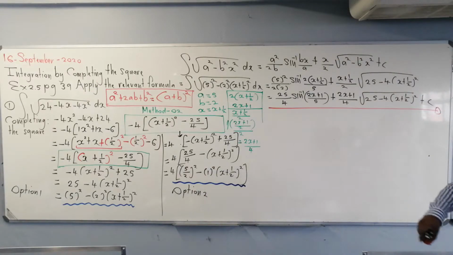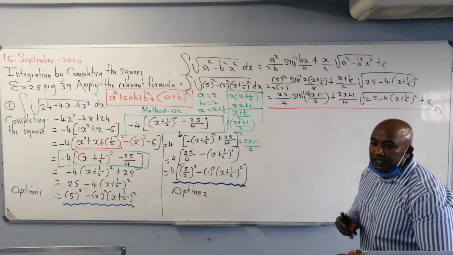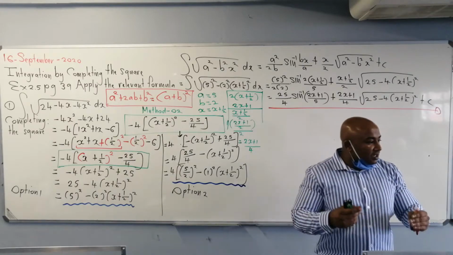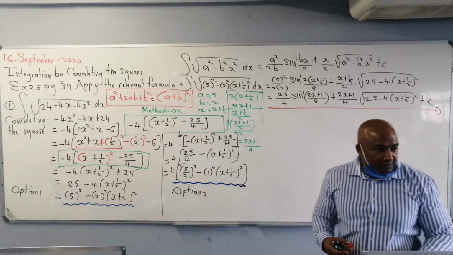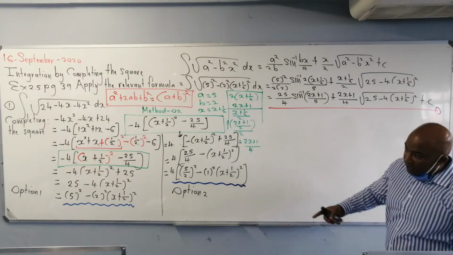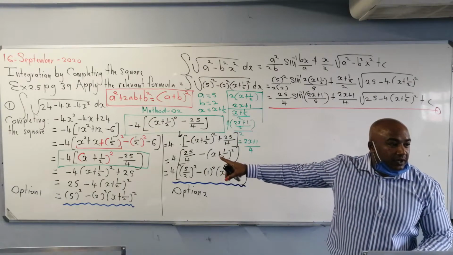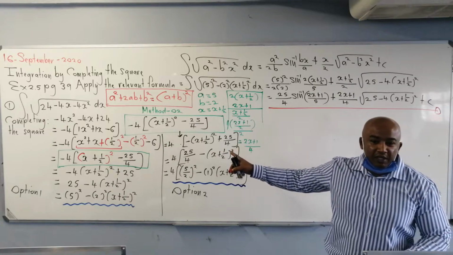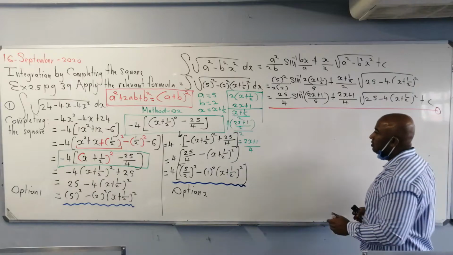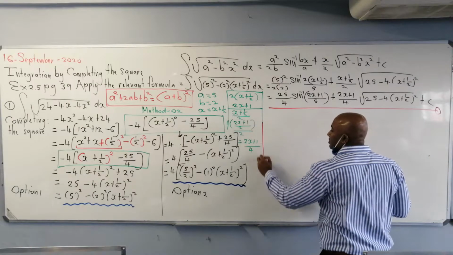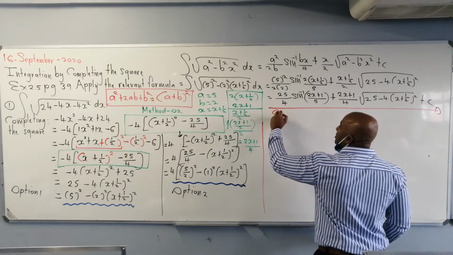Alright, let's do option number 2, because you will see in the exam memos there are different methods to deal with this. It's up to you which one you want to choose. The main thing is to complete the square. You must know your school work, your grade 11 work, complete the square, or N3 work. Alright, so let's go with option 2.